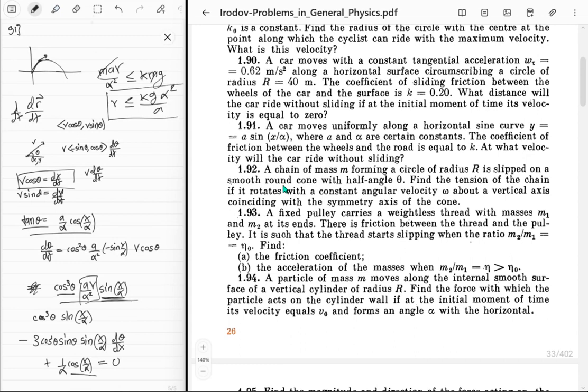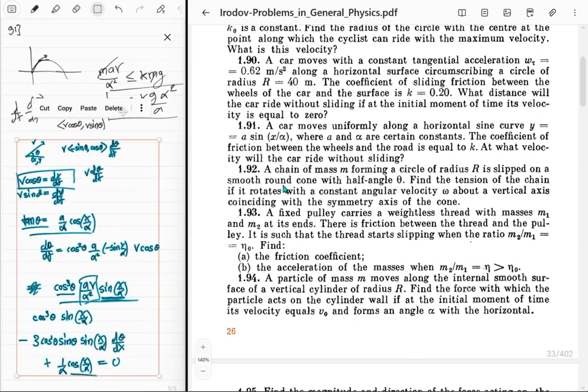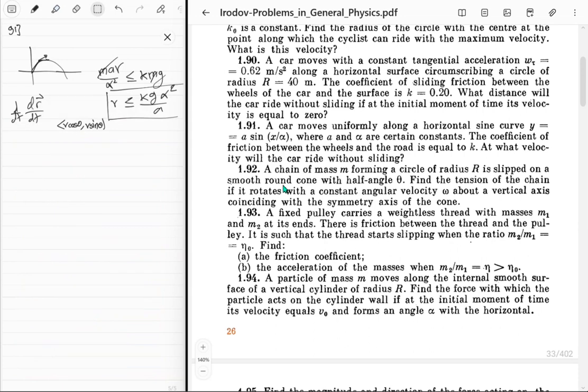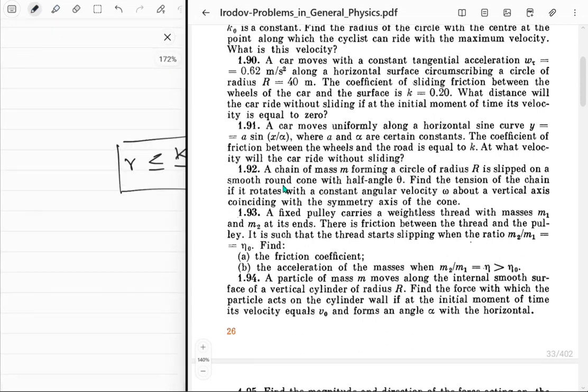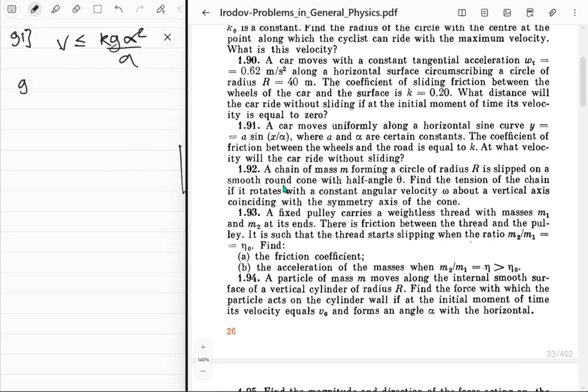This was just a really big question with a lot of calculation, but not really all that different from what we do. So there we go. This is the maximum. I'll write it as a condition. So V less than or equal to kg alpha squared upon A, right? Okay, 92.